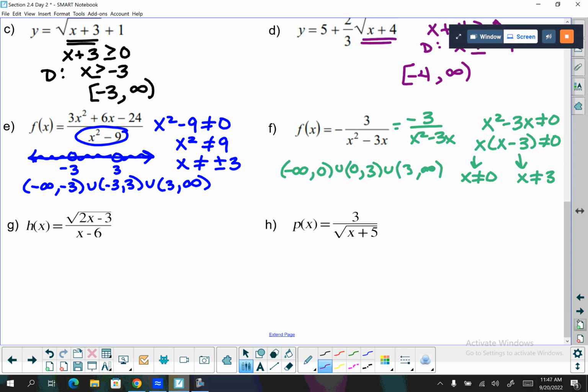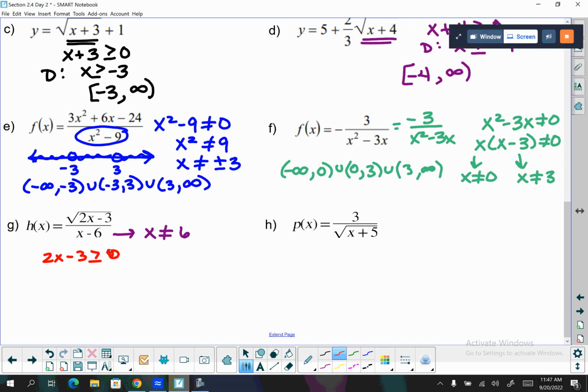Last two. Let's look at letter G. I've got two problems here. I have a square root and a denominator. What is x not allowed to be in the denominator? X can't be 6. If you set that equal to 0, you're going to get x is 6. The numerator, I can't have a negative underneath it. So let's take my numerator. It's got to be greater than or equal to 0.